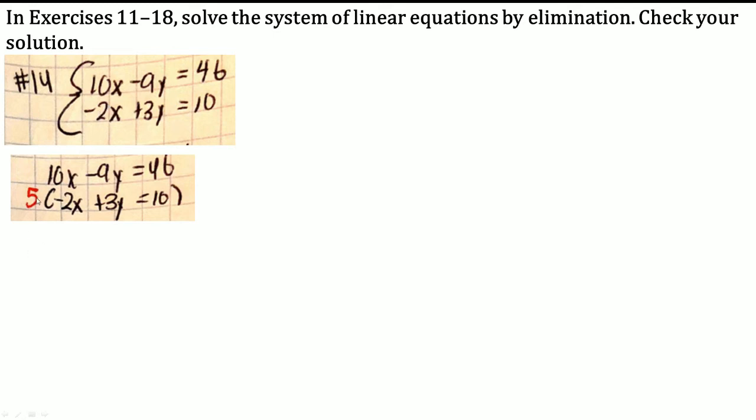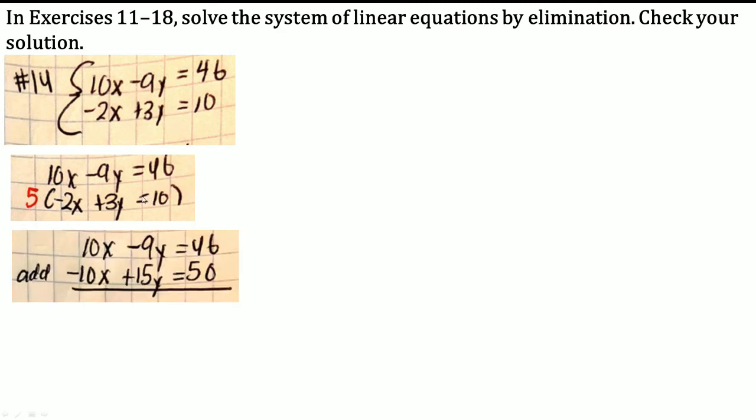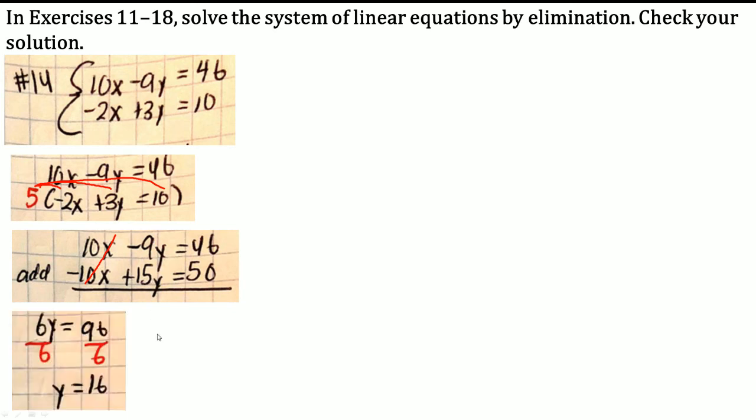So I multiplied by 5 to all the terms here. So 5 was multiplied to the negative 2, then multiplied to the 3, and multiplied to the 10. Okay, so that's how I got that bottom value. This is going to cancel out or gets eliminated. Negative 9y plus 15y becomes 6y. 46 add 50 becomes 96. You divide both sides by 6, you get y equals 16.